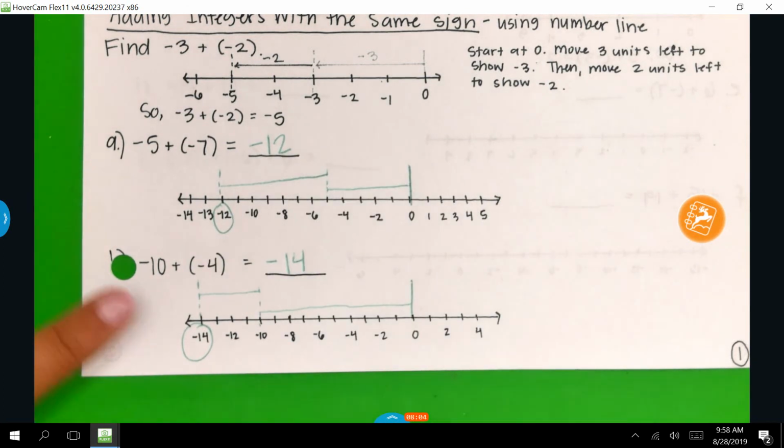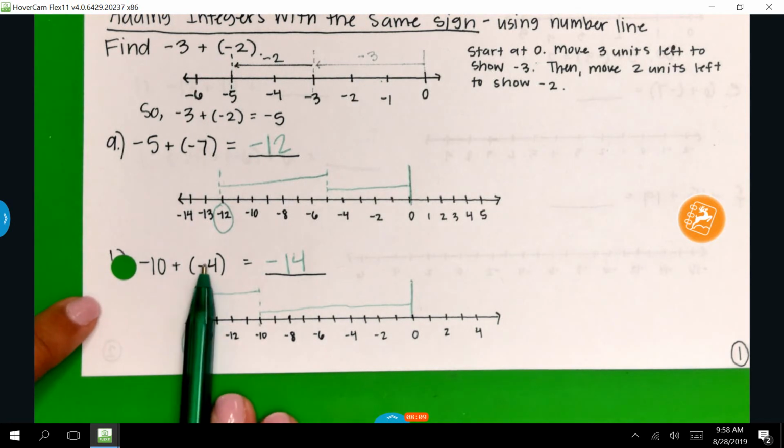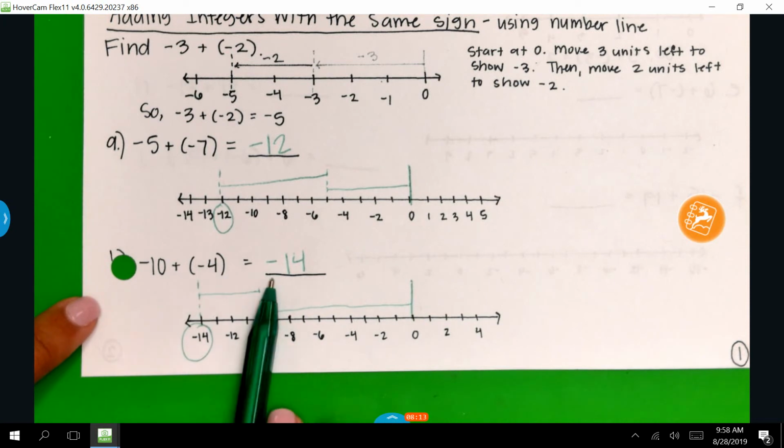You can check that. Same signs, then you add. So negative and negative. That means I'm adding 10 plus 4 gives me 14. They were both negative, so my answer is negative as well. Negative 14. Okay.